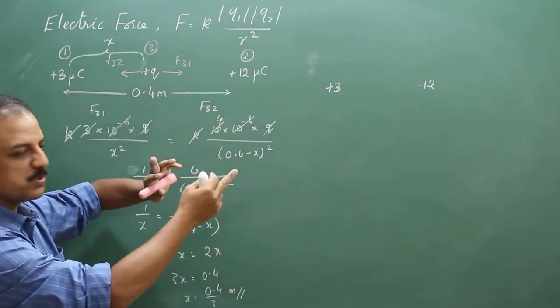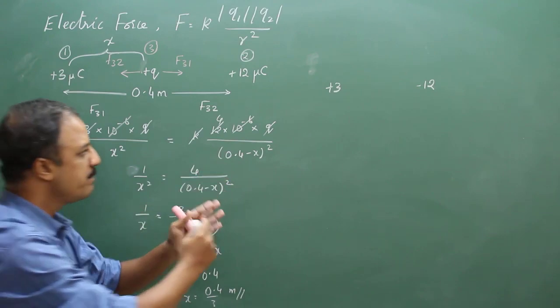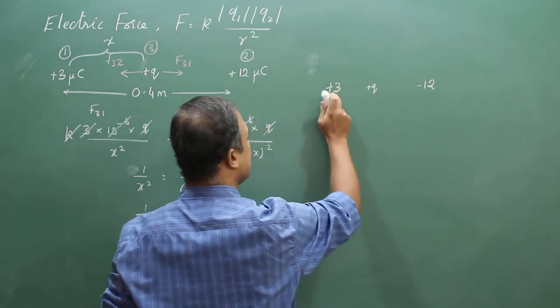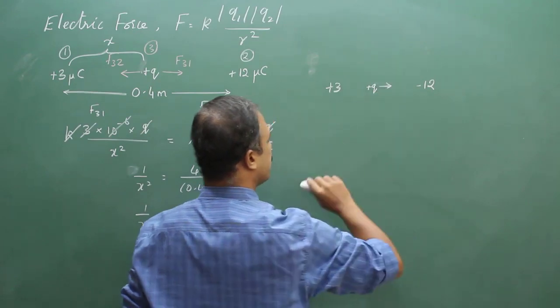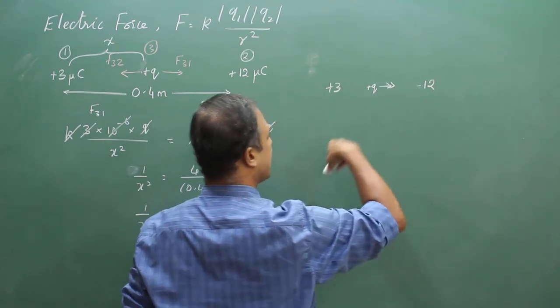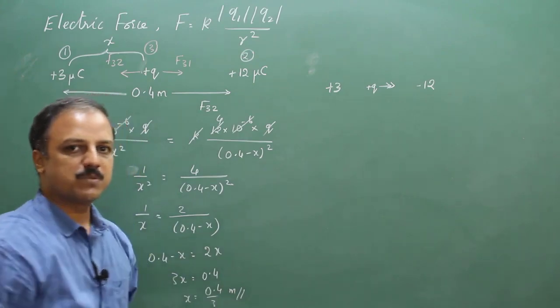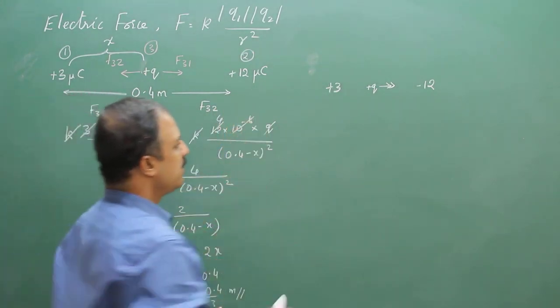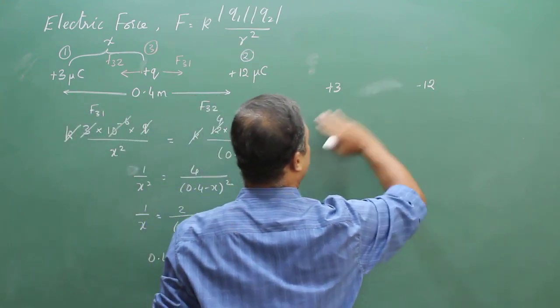Now if the signs are opposite, you cannot place it in between. Why? Because if I place the charge here, this 3 will exert a repulsive force and the 12 will exert an attractive force. So it will move towards 12, it will get accelerated there. So it will never remain at rest. So when the signs are opposite, this is not possible.